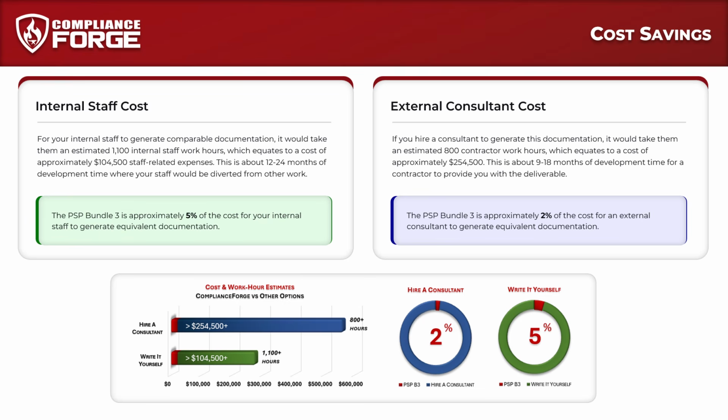That is about 12 to 24 months of development time, where your staff would be diverted from other work. If you hire a consultant to generate this documentation, it would take them an estimated 800 contractor work hours, which equates to a cost of approximately $254,500. That is about 9 to 18 months of development time for a contractor to provide you with the deliverable. The PSP Bundle 3 is approximately 5% of the cost for your internal staff and approximately 2% of the cost for an external consultant to generate equivalent documentation. The bundle itself is $5,344.